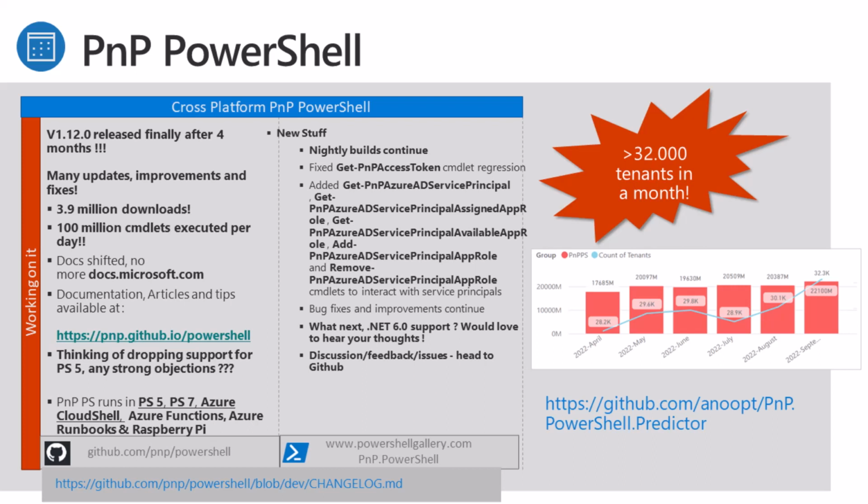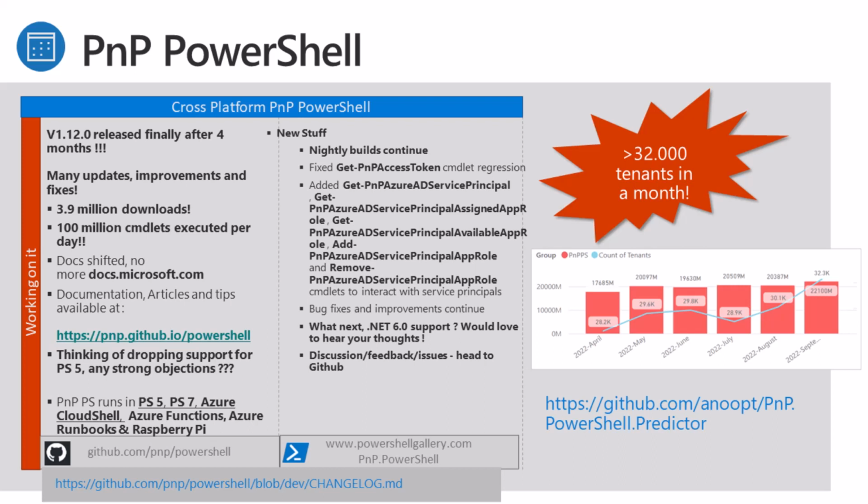Thanks, Bert. So we released a new 1.12.0 release a couple of days back, so do check it out. In PnP PowerShell, we also crossed 3.9 million downloads, so quite happy with that. What next? Nightly builds are continuing with various bug fixes and improvements. We also noticed a minor regression in the Get-PnPAccessToken command, so we fixed that. So if you are running into that issue, please use the latest nightly builds.